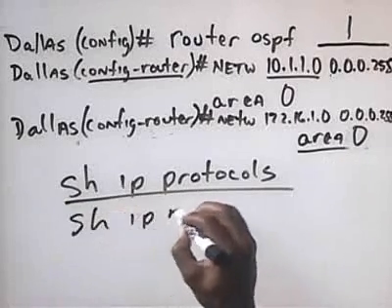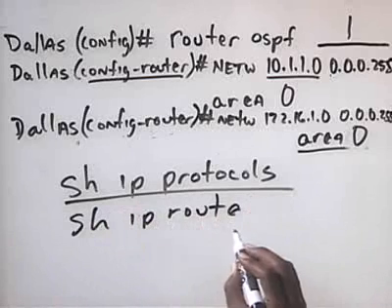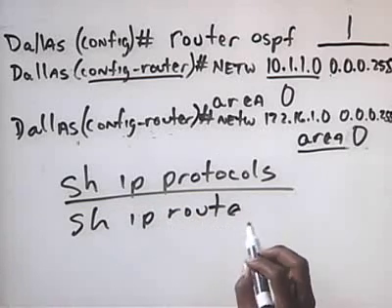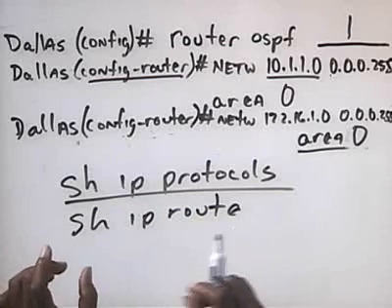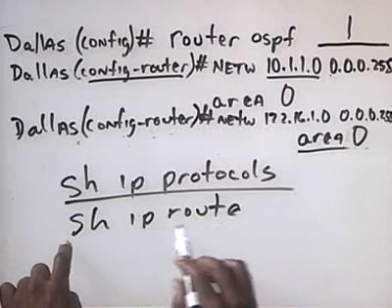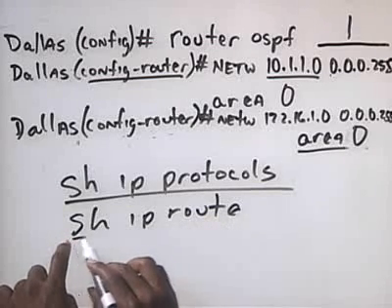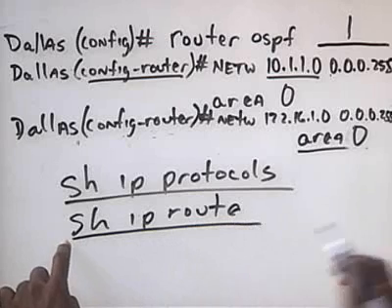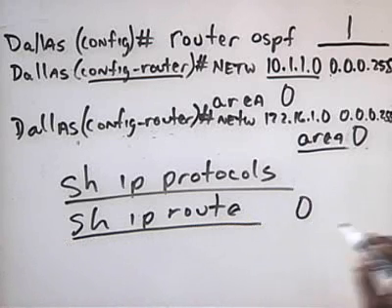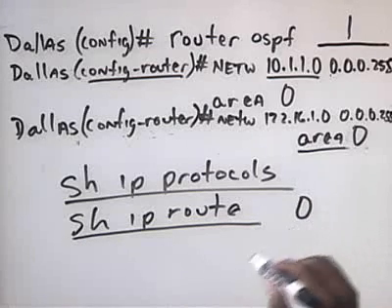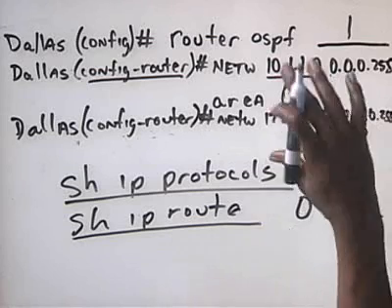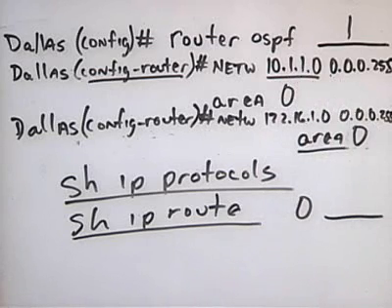Show IP route, of course, shows us our routing table. That routing table, remember, will have certain codes at the beginning of that table, at the beginning of each network line, indicating where the route or where that network was learned from. So in the routing table, if you see any O's, that would indicate that that particular network line was learned by way of the OSPF process.